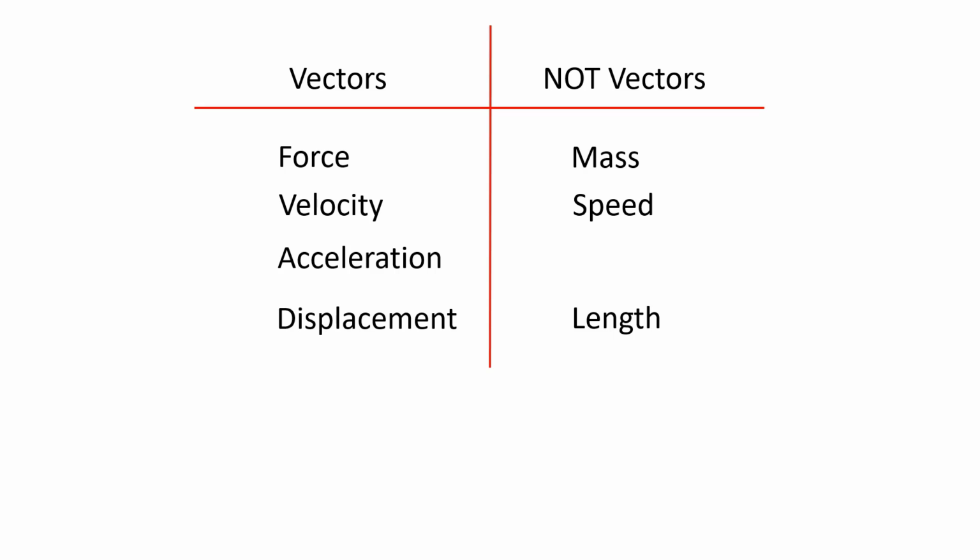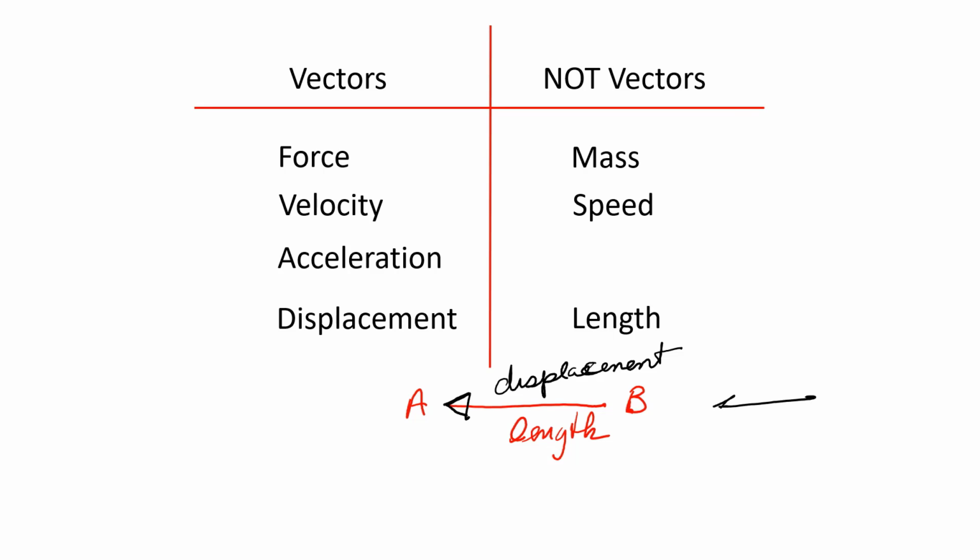Length is not a vector, but displacement is. So for example, let's say you're going from A to B, or at least we have a distance between A and B. So this is a length. All right. Now, if we add an arrowhead to it, that becomes a displacement. All right. So this displacement is distinct from this displacement, and this is merely a length, the distance between two objects without respect to direction.